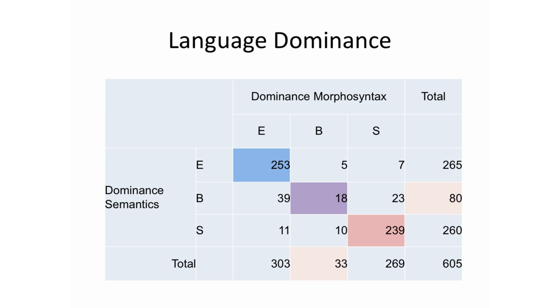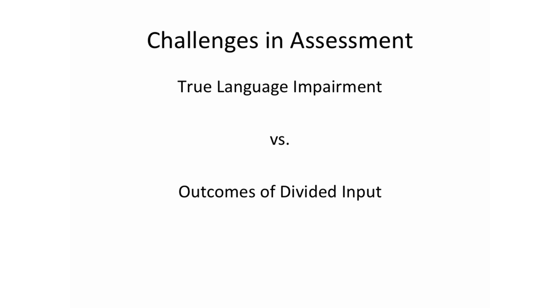And then last, we looked at the cross tabs between morphosyntax and semantics, and we get that same kind of pattern. And this is, again, with the same group of kids, and then some differences at the end. So the story I'm trying to emphasize here is that bilinguals are variable on a number of these different variables. Variable on variables. Okay, so a challenge then is, what's a true language impairment, and what is simply an outcome of having divided input and divided use of each of your two languages?